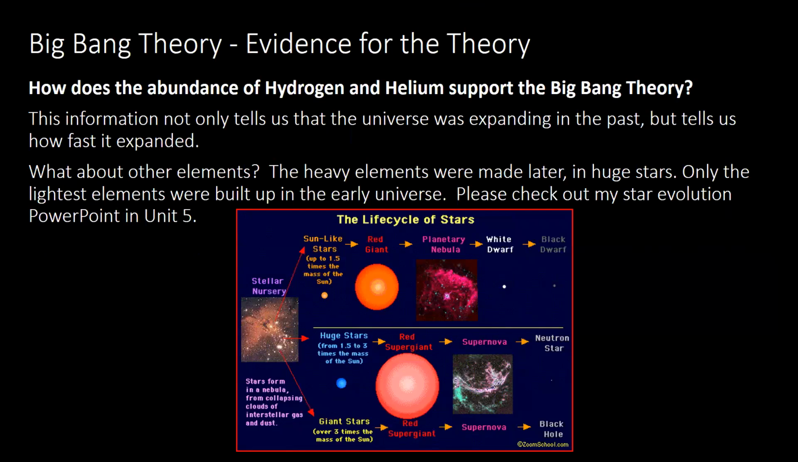This information not only tells us that the universe was expanding in the past, but tells us how fast it expanded. What about other elements? The heavy elements were made later in huge stars. Only the lightest elements were built up in the early universe.